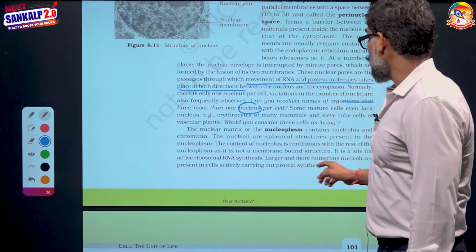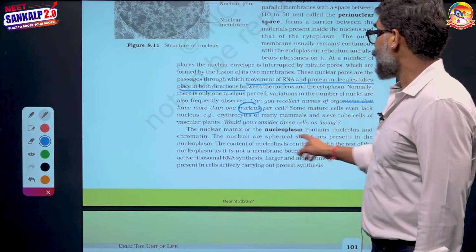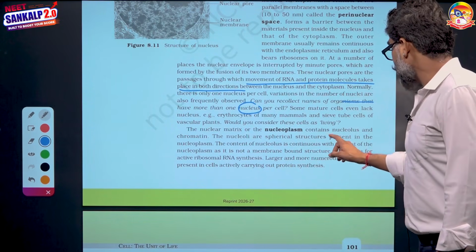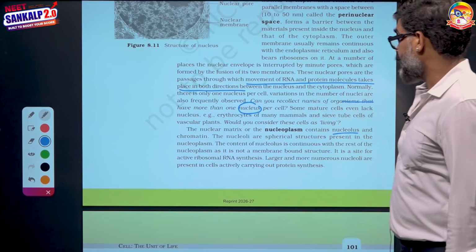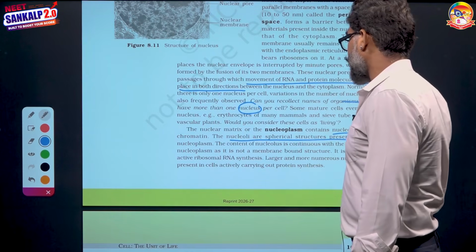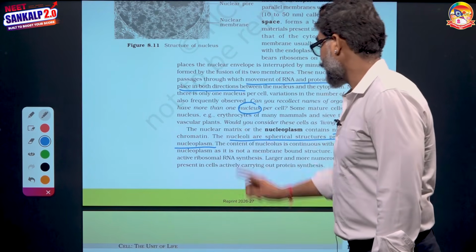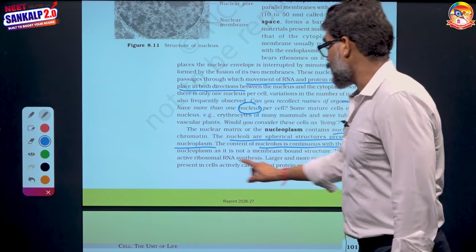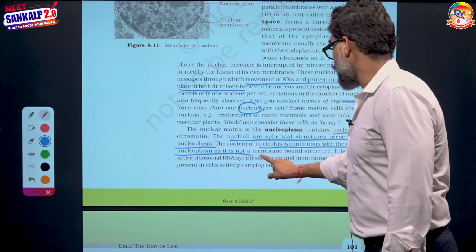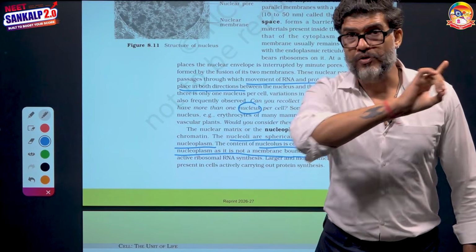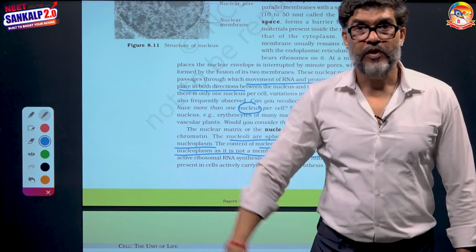I am talking about the nucleoplasm. It is the content or the matrix that remains filled inside the nucleus. It has nucleolus and chromatin. Nucleoli are spherical structures present in the nucleoplasm. The content of the nucleolus is continuous with the rest of the nucleoplasm. Why? Because it is not a membrane bounded structure. Nucleolus is not a membrane bounded structure.